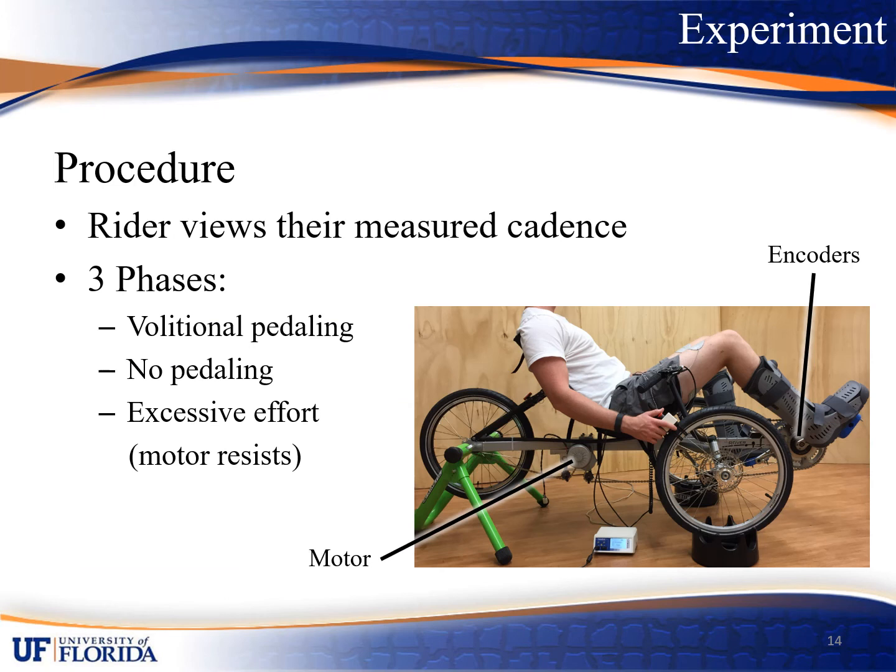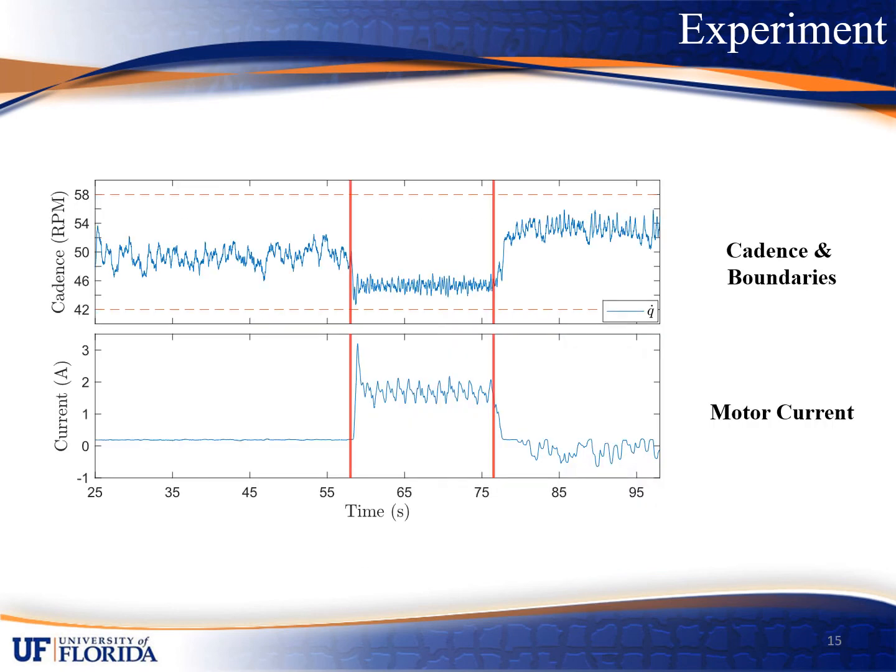Finally, we conducted an experiment to demonstrate the controller where an able-bodied rider pedaled the bicycle while viewing their cadence on a screen. In the top image, we see the rider's cadence, and in the bottom image, we see the current input to the cycle's electric motor. The dashed lines indicate the boundaries of the desired cadence range set by the parameter delta D. The thick red lines indicate times at which the rider was asked to change their objective when pedaling the cycle.